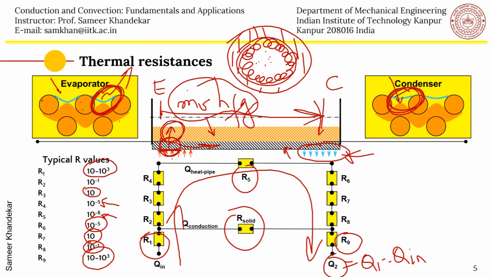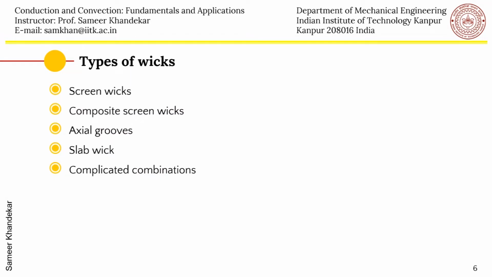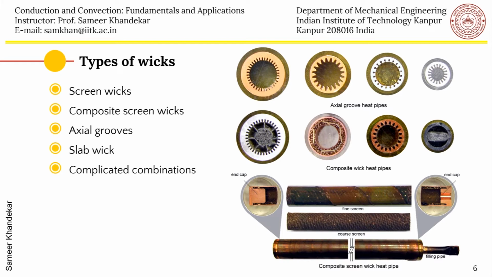Now, what are the different types of wicks which are used in heat pipes? So let us look at that. We have screen wicks, we have composite screen wicks, we have axial grooves, we have slab wicks, and then there are complicated combinations which are like superposition of a couple of types of wicks, which can be seen here. So you can see here these are axial groove wick heat pipes. These are extrusions of typically aluminum alloy, which provides the necessary capillary action. We will have another slide to highlight the operation.